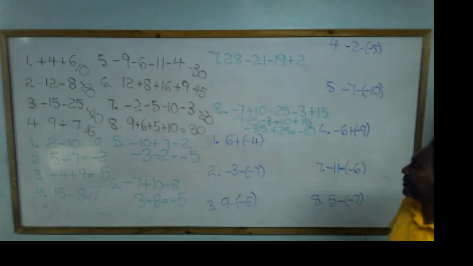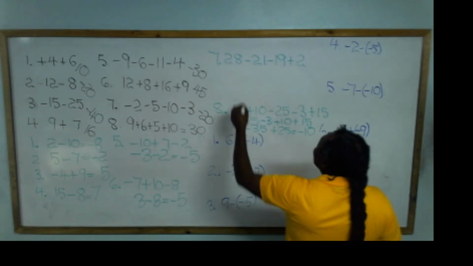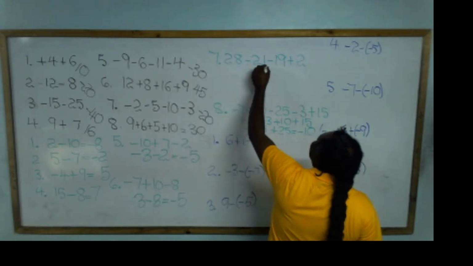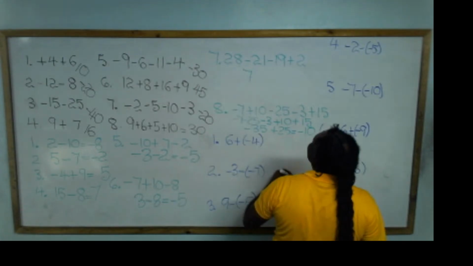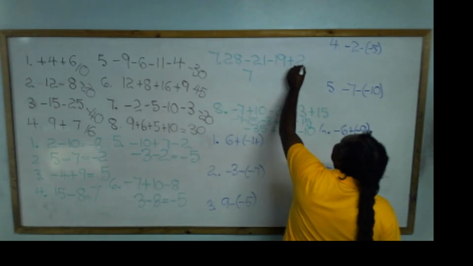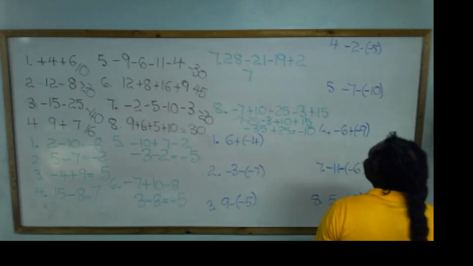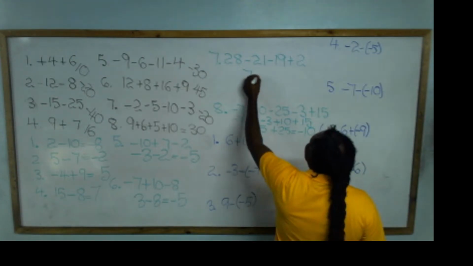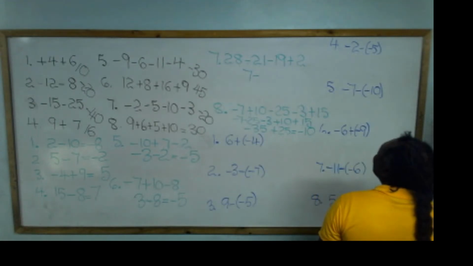For this one, what will the students do? 28 minus 21. So that would be a positive 7. And then negative 19 plus 2. What will that be? Negative 19 plus 2.